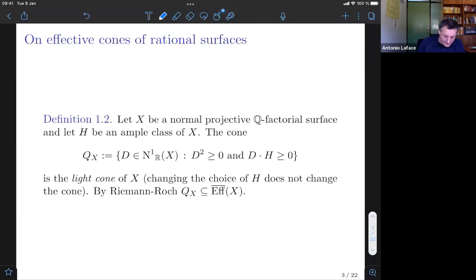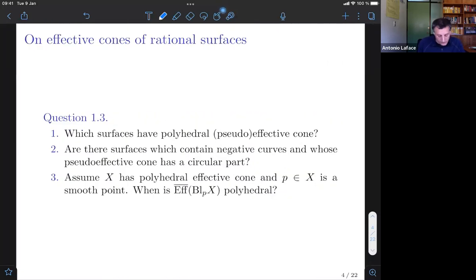So, having this in mind, a few questions are the following. All of them are open. First of all, which surfaces do have a polyhedral pseudo-effective cone? This is mostly unknown, and we are going to see some criteria given by Nikulin on this, some results, but this is widely quite open.